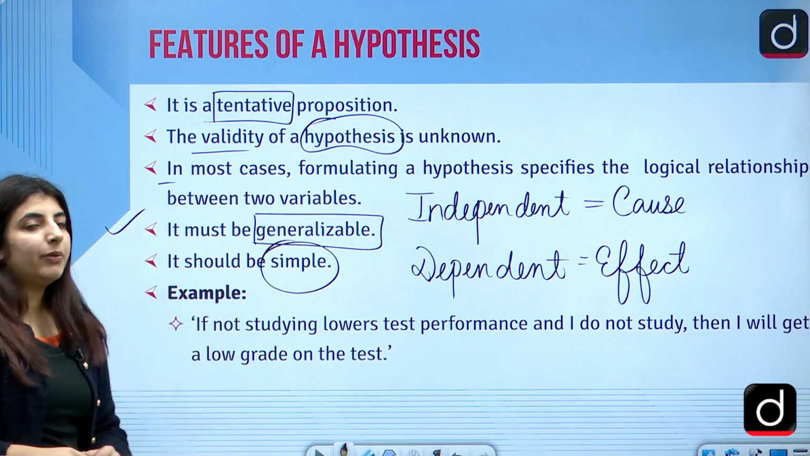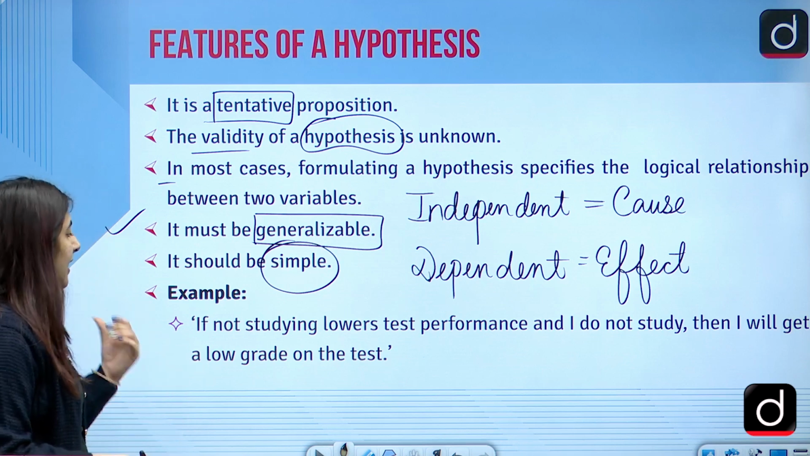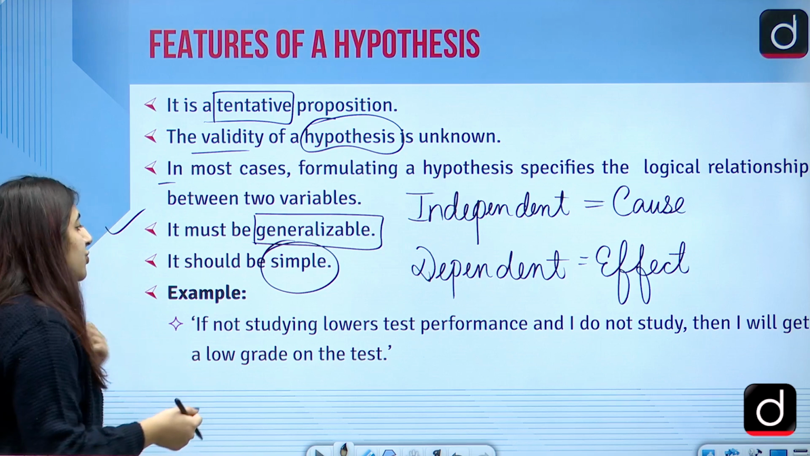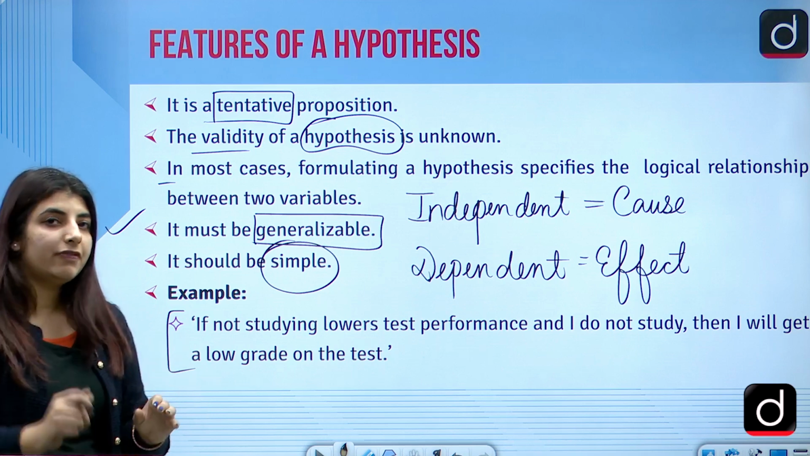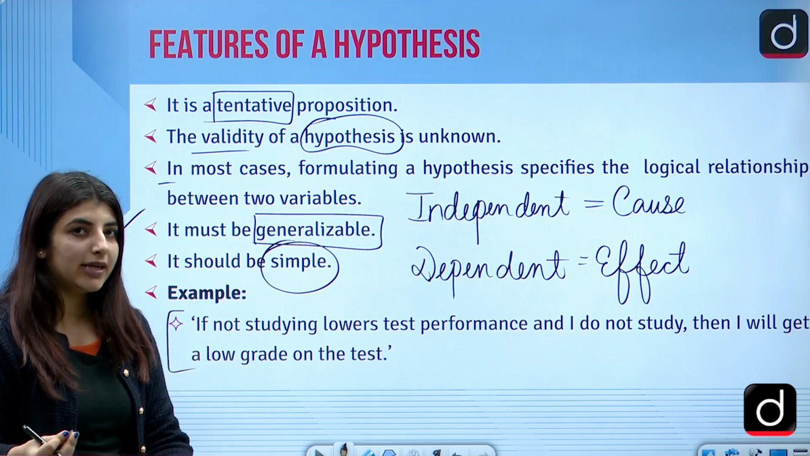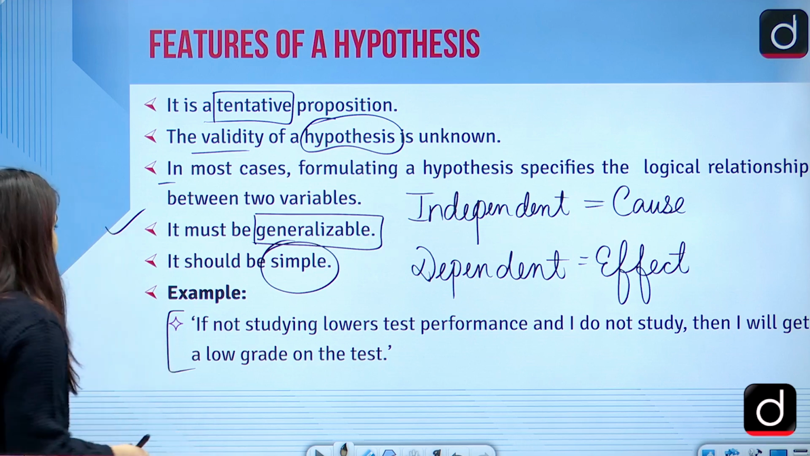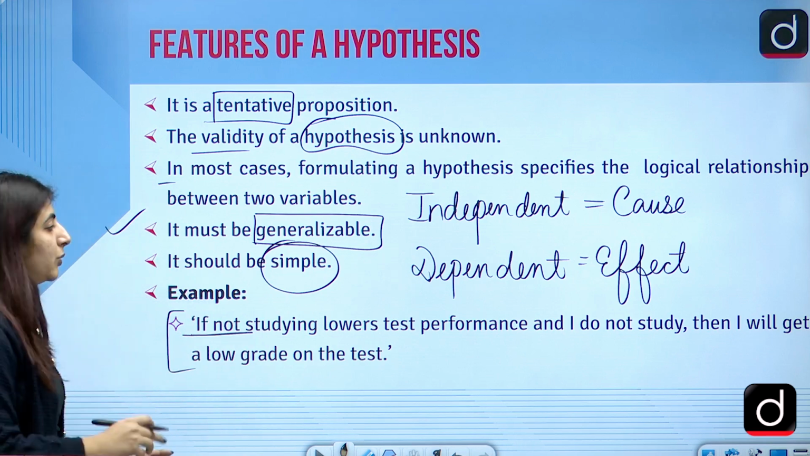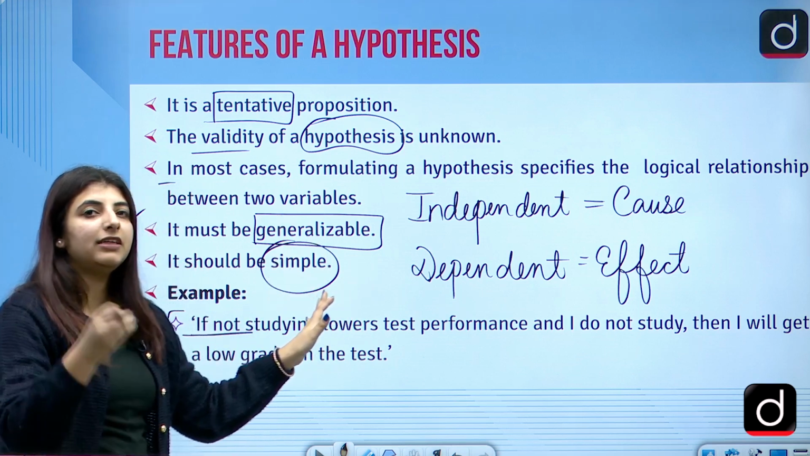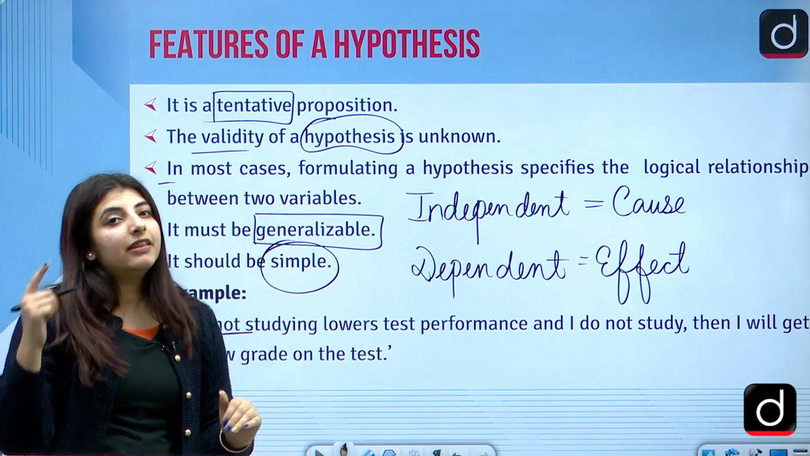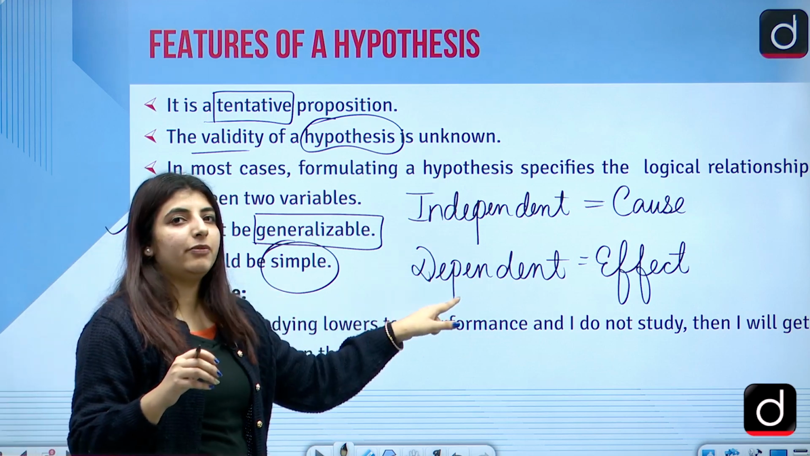Now, let us look at the example that we have here. If not studying lowers test performance and I do not study, then I will get a low grade on the test, right? Which means that this statement is simple in its nature. And it is generalizable, because if the first time I haven't studied and I scored fewer marks, the second time if I don't study again, I will score fewer marks. So, the things are generalizable here, right? Here we are going to see the relationship between you not studying and the test performance. So, the independent variable is not studying, and the dependent variable is the test scores. If you don't study, the effect will be seen on the test scores, and the effect is the dependent variable, correct?